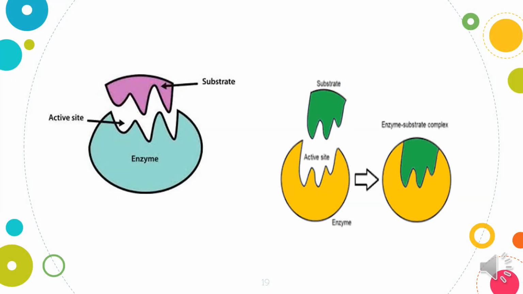Here are another two examples of enzymes, and as you can see in the first one, the shape of the substrate is going to fit the active site of the enzyme, and on the other one the substrate also fits the active site, and it gives us an enzyme-substrate complex. Substrate is the molecule to be digested or converted.